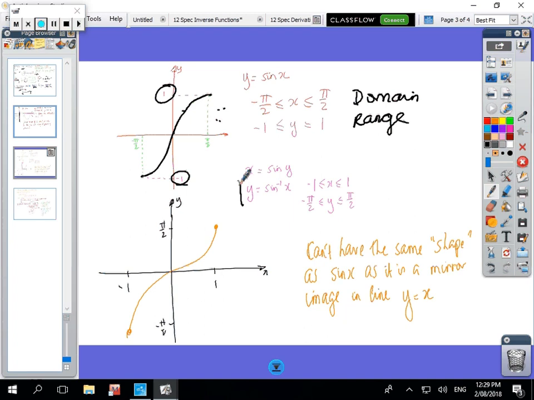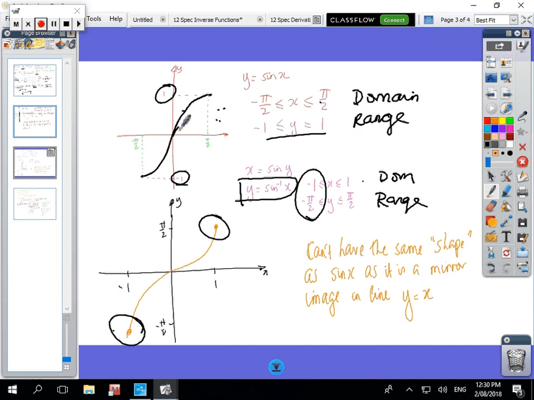For the inverse function, y equals sine^-1 x, the y range becomes the domain, and the domain becomes the range. And what does it look like? It looks like this function here. It starts off at -1, down here, and ends here. It can't have the same slope, because it's a mirror image in the line y equals x, so it has to have the opposite concavity to sine, which is why it's going in this direction. You can't have the same shape because you wouldn't have a mirror image. Okay, copy that and come across when you're ready.